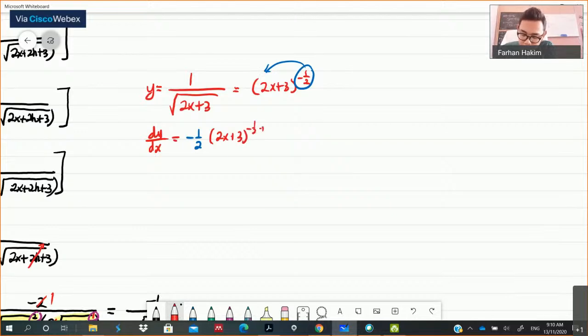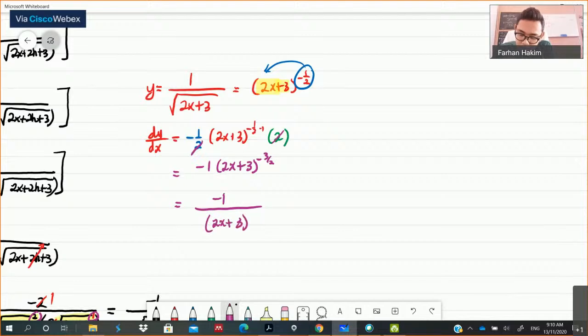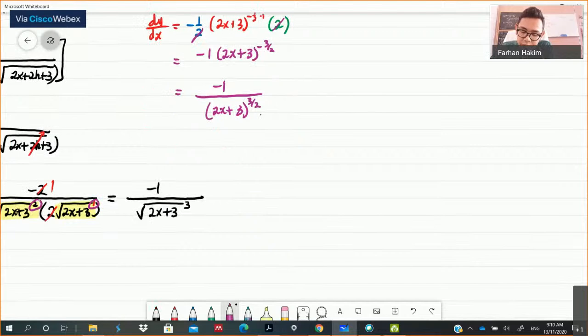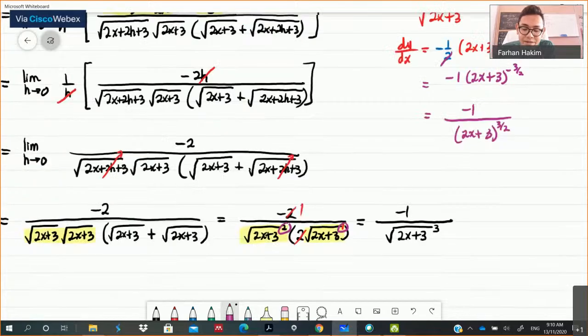Then we differentiate the one inside the bracket, meaning we differentiate 2x plus 3, giving me 2, because differentiating 2x gives 2 and differentiating 3 gives 0. So the 2 with 2 can be cancelled, and we are just left with negative 1 times 2x plus 3 to the power of negative 3/2. So this is actually negative 1 over 2x plus 3 to the power of 3/2. Simplifying it, we'll get something like this. Our answer is the same, meaning our working is correct.